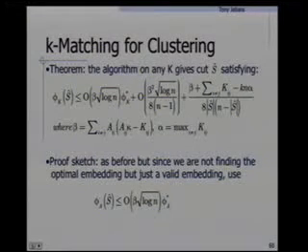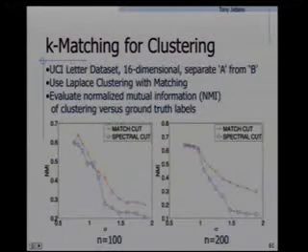I won't spend too much time on the result, but we're able to apply this result to real problems. And we see, for example, on the clustering data sets, for example, clustering digit images, we do better than spectral clustering. This is the mutual information that it goes up.